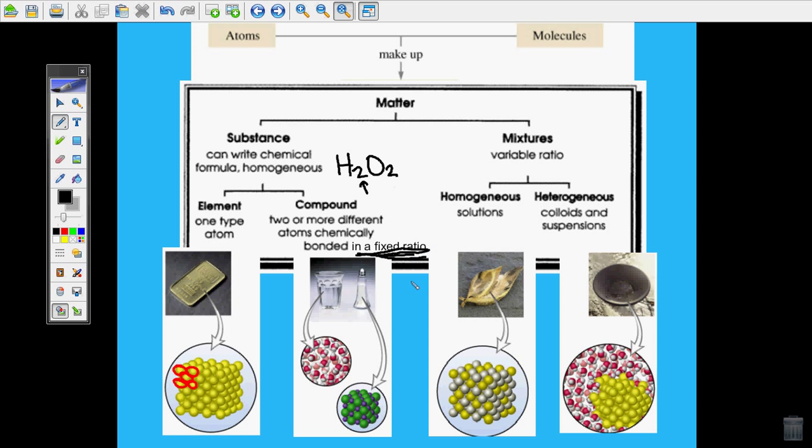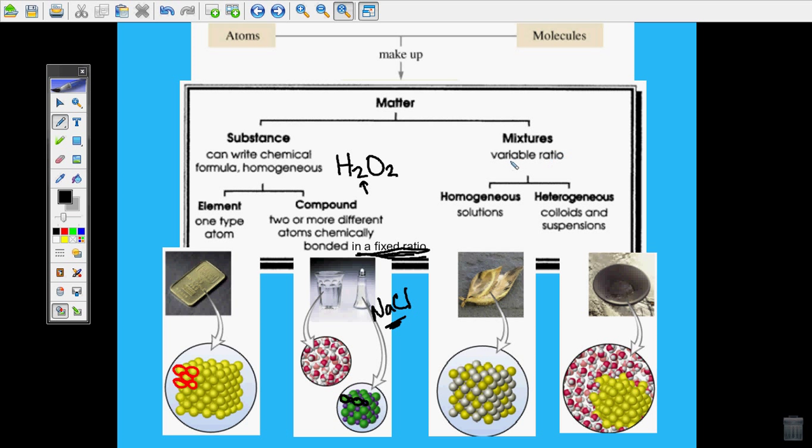It doesn't change. So here if you look, this is salt, sodium chloride. For every 1 sodium, you have 1 chlorine. And if you look at a molecular drawing, you have 1 chlorine atom, 1 sodium atom, 1 chlorine atom, 1 sodium atom. So you have that fixed ratio over and over and over again. These don't change. With mixtures, however, they do change.